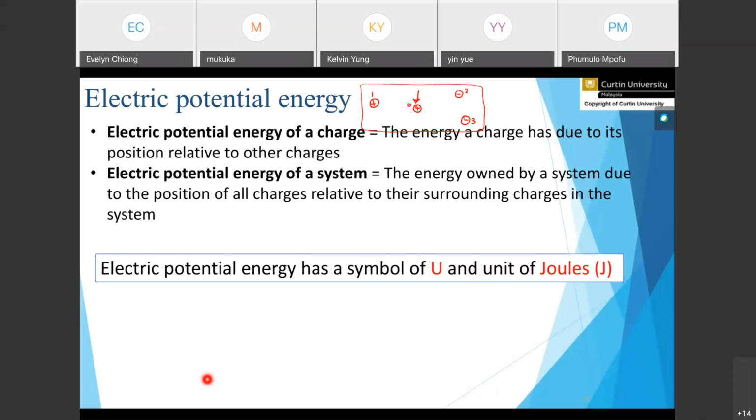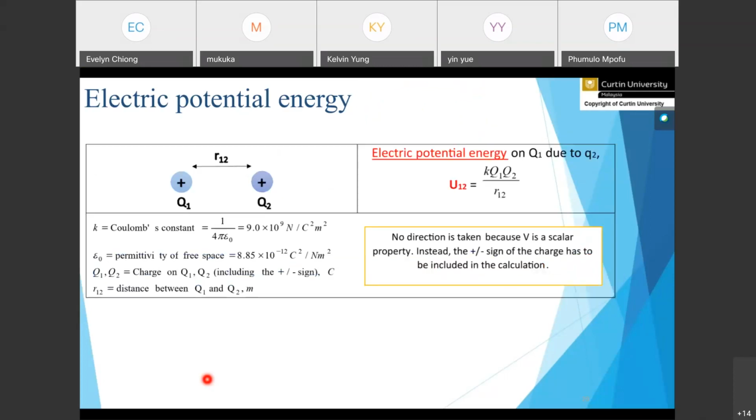So electric potential energy has a symbol of U, and it has a unit of joule, all right? So let's go to the formula. See here, K Q1 Q2 divided by the distance between charge 1 and charge 2. It's very similar to electric force, okay? Electric force is, let's say 1, 2, yeah? It is K, Q1, Q2, and then R12 square. It has a square, but electric potential energy, there's no square, just the R, all right?